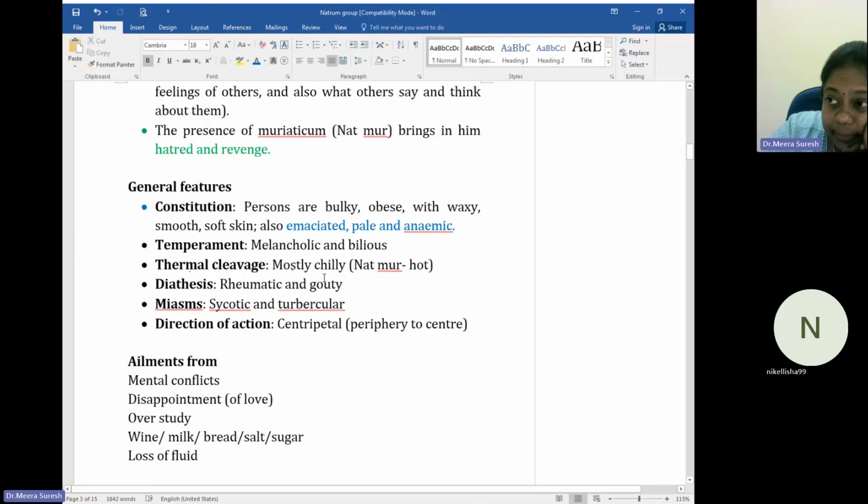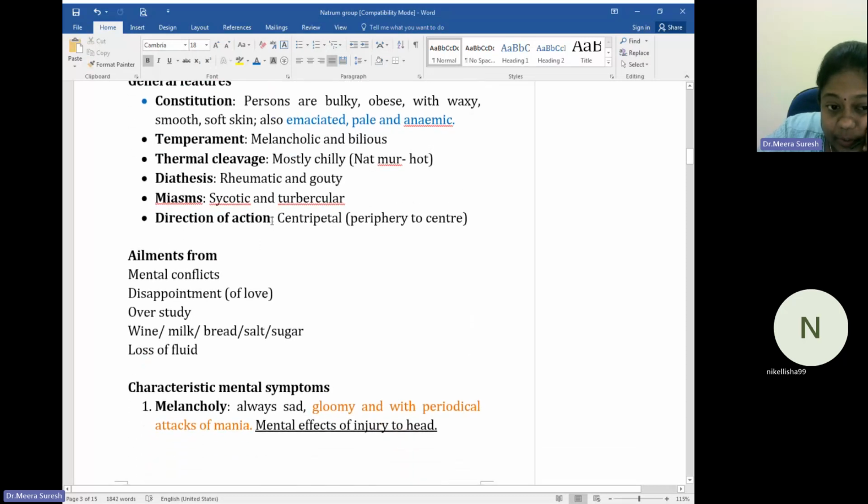Thermally, most are chilly. More prominent will be natrum sulph and natrum cup, but natrum mur is hot. Though natrum mur is hot, if you remember, because you have studied natrum mur, they have their complaints aggravated from sun and summer weather, but still they have an increased tendency to take cold. They will take cold very easily. Still, they are considered a hot patient, but generally the natrum group are chilly. Diathesis is rheumatic and gouty.